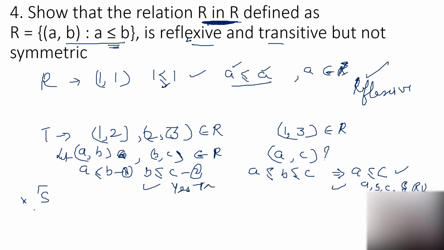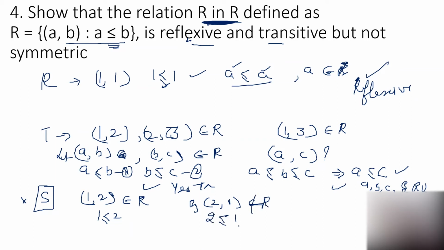Now we need to prove that it is not symmetric. Symmetric, let us consider any example. Counter example is sufficient to show this. 1 and 2. Yes, it belongs, because 1 is less than equal to 2, belongs to this relation. But 2, 1 does not belong to R. Why? Because 2 is not less than equal to 1. Hence, it is not symmetric.